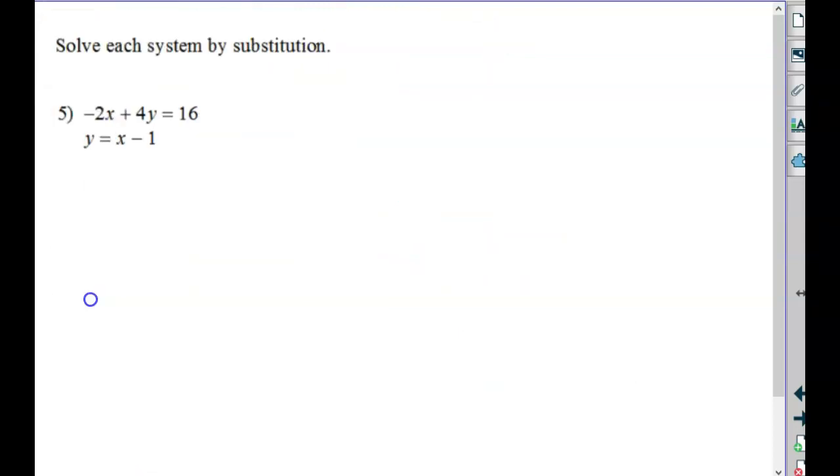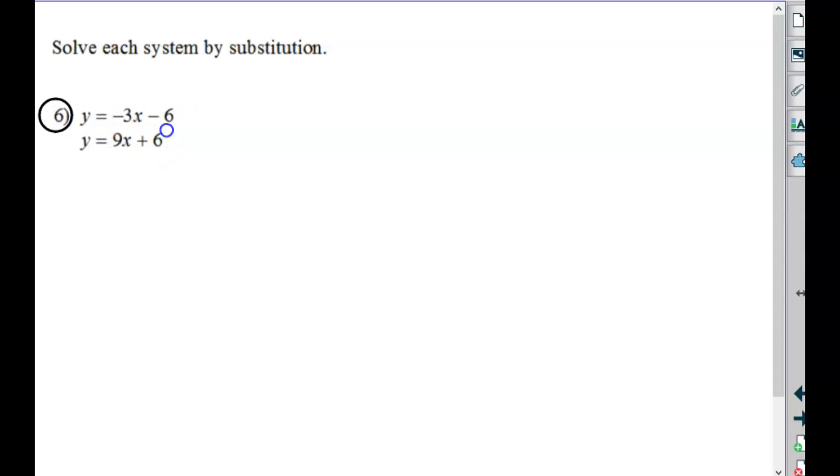All right, numbers 5, 6, 7 are solved by substitution. Do you remember what solved by substitution is? Yeah, like this one says y equals, so you could put it up in this one. I'm not going to do that one. I'm going to do this one. What happens on this one when they both say y equals?